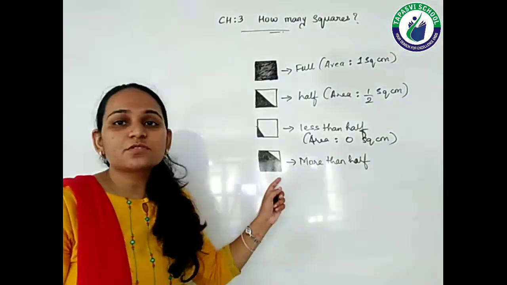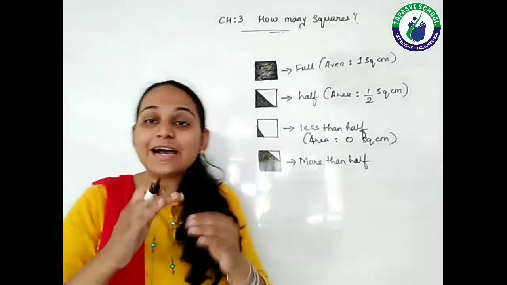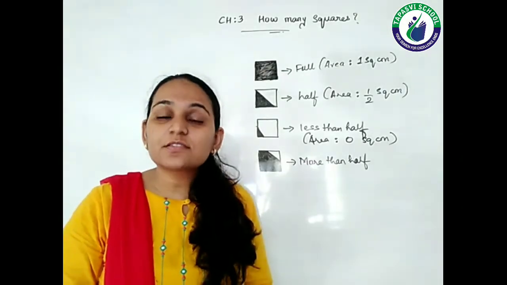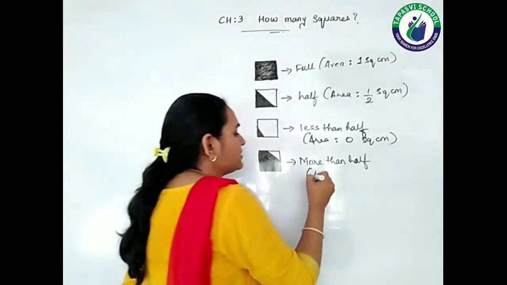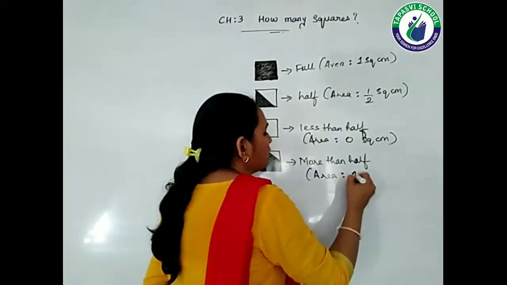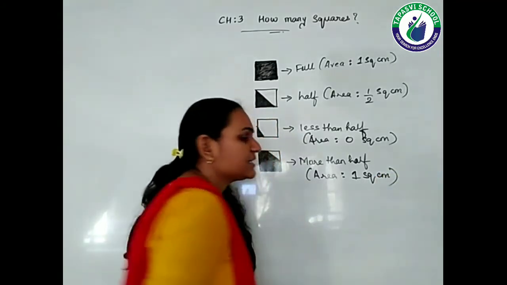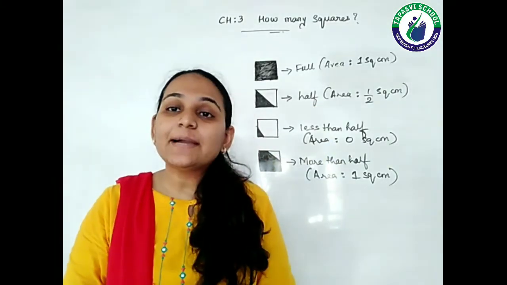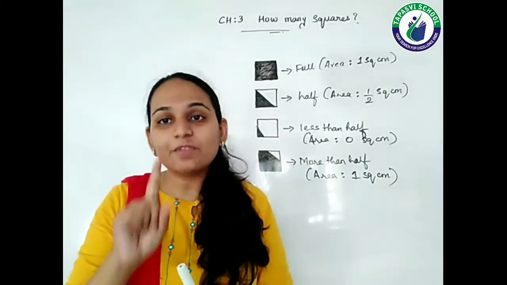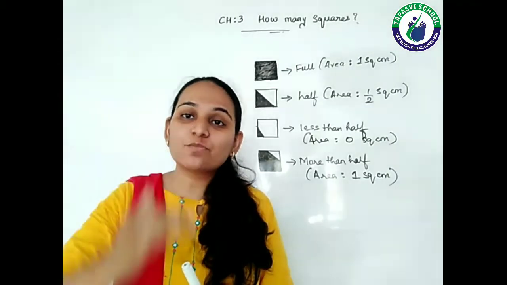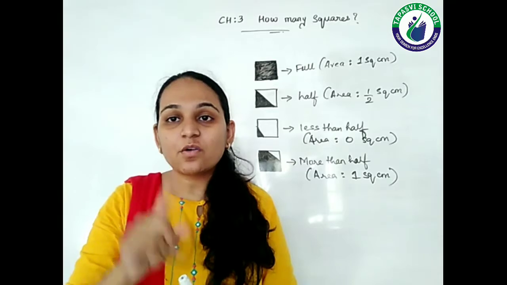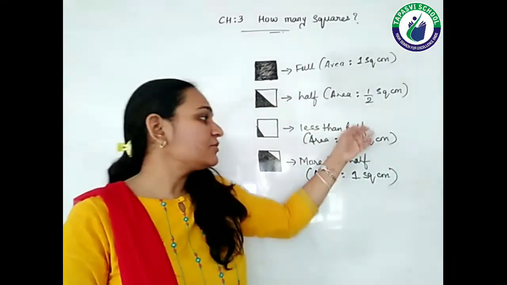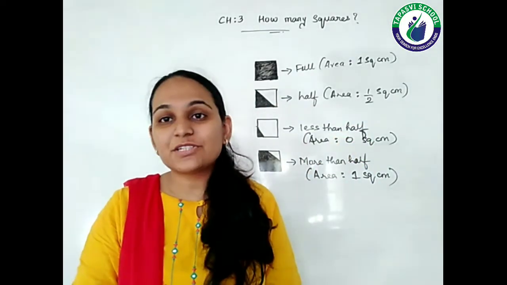Now see this last one, students, this is more than half, यानी आधे से भी ज़्यादा है, so in such cases you have to consider the area as 1 square centimeter. If it is more than half, you have to consider it as 1 completely, right? Completely filled, also 1, and if it is more than half, then also you have to consider it as a 1. If it is half, then you can directly write it as a half. If it is less than half, students, you have to consider it as a 0 square centimeter.